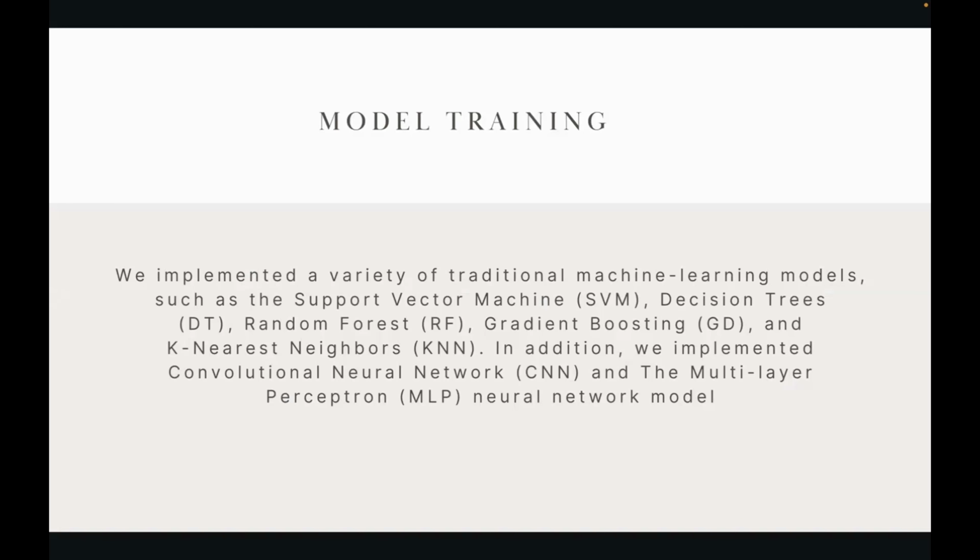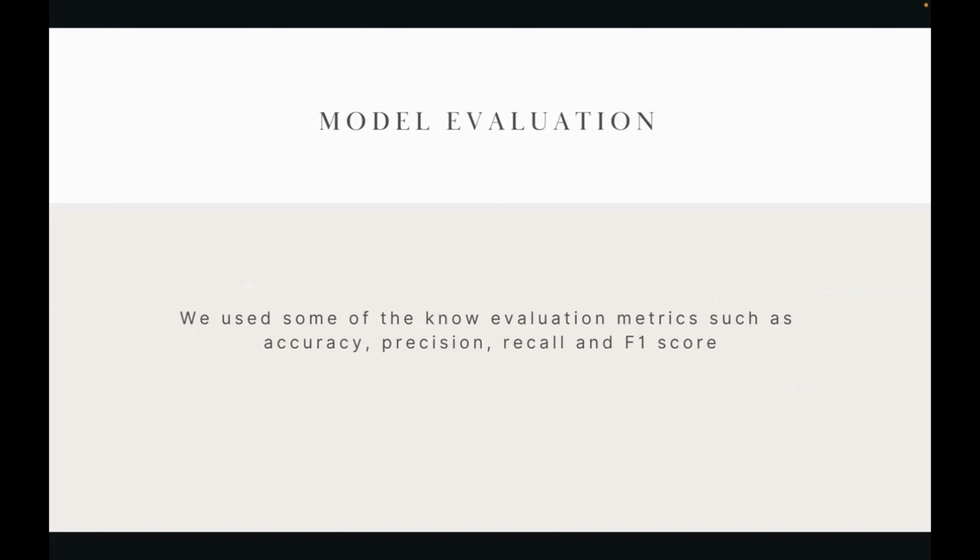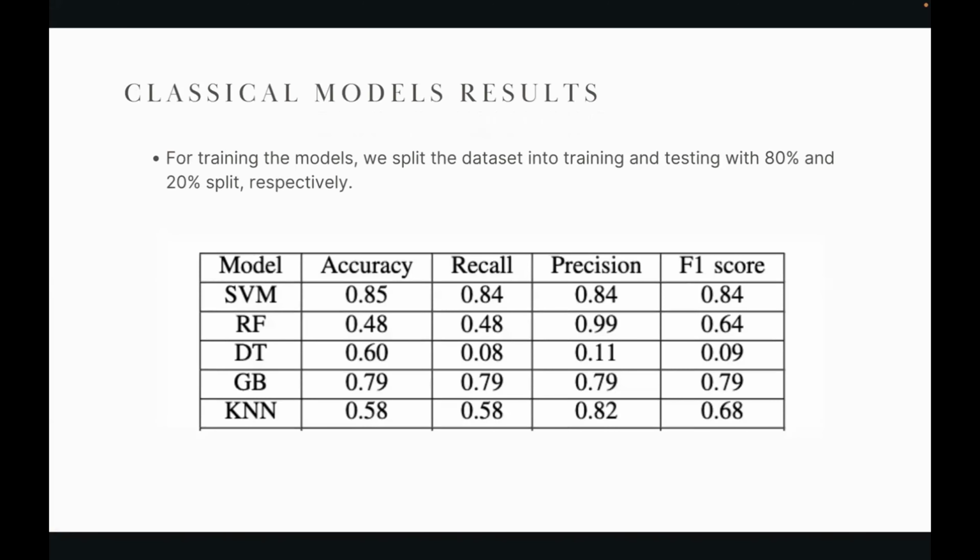For model training, we tested multiple models to compare the results. We used support vector machine, decision tree, random forest, gradient boosting, and KNN. We also implemented a convolutional neural network and a multi-layer perceptron neural network model. For the evaluation, we used the known confusion matrix metrics for evaluating the models, such as accuracy, precision, recall, and F1 score.